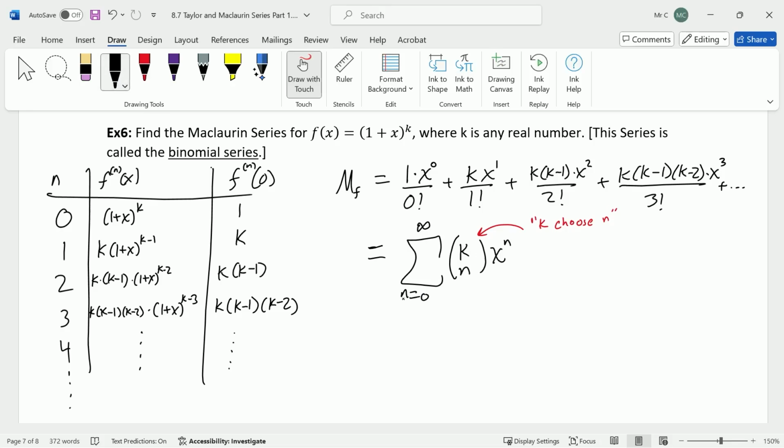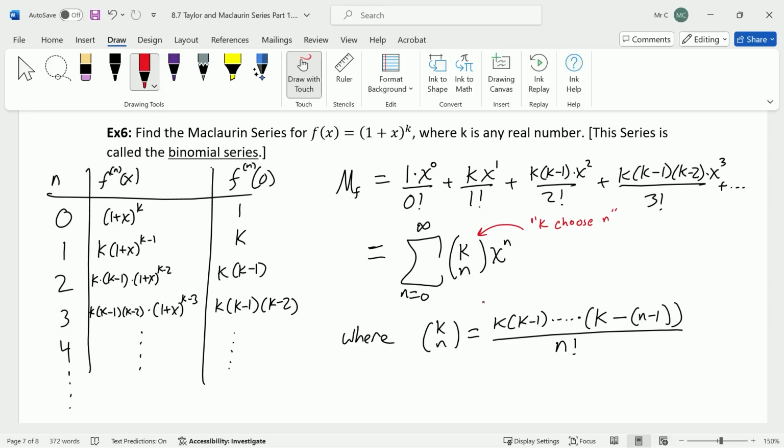So we say this is the sum from n equals 0 to infinity of k choose n times x to the nth power, where k choose n is given by the formula k times k minus 1 dot dot dot times k minus n plus 1, all divided by n factorial. So this is a little tricky. K here looks like k minus 0. So notice, what have we got here? n terms. That's the basic idea.